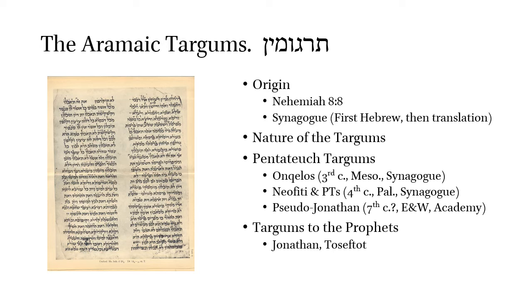Also for the Targums, we have the Targums to the prophets. And so this would be Targum Jonathan. And within Judaism, of course, the prophets includes Samuel and Kings.